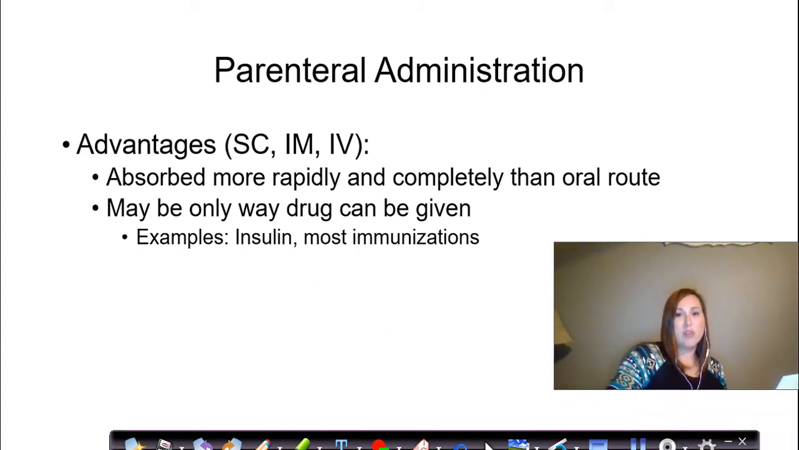Advantages of parenteral administration: they're absorbed more rapidly and more completely than the oral route. And sometimes in medications, it's the only way it can be given. So insulin can only be given sub-Q, and a lot of immunizations can only be given either IM or sub-Q. I think rotavirus is the only immunization for kids that's given orally.